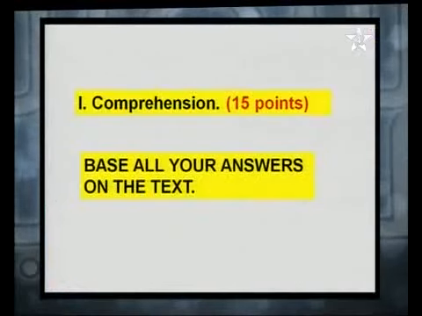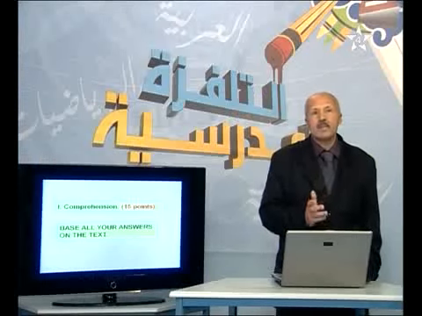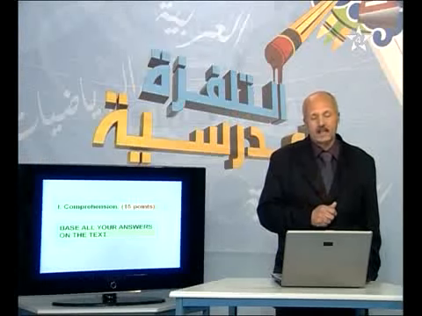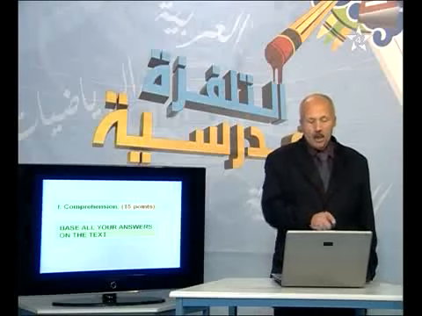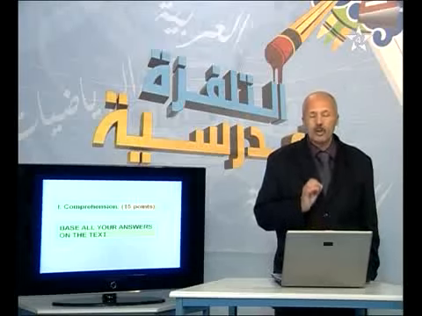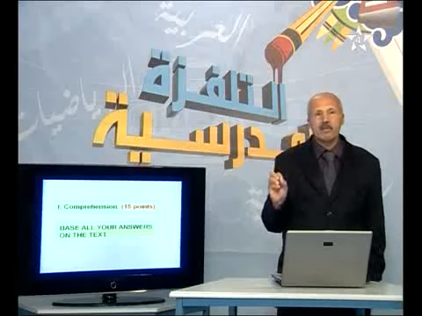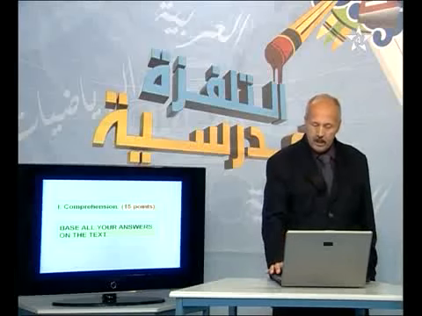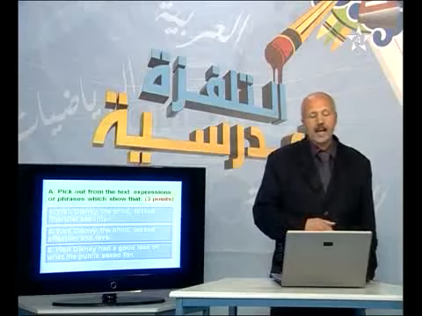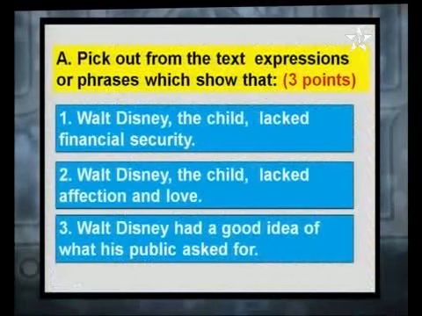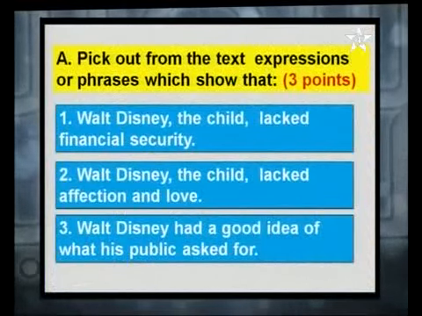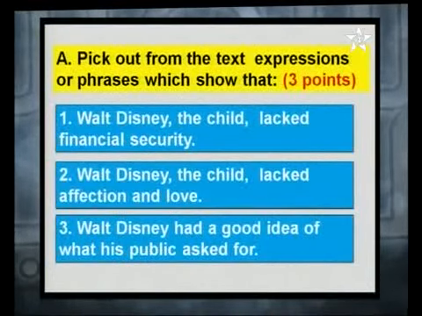Now, I've got number 1, comprehension. That is 15 points. As you know, you get 15 points for the reading comprehension part of the exam. On your exam, you're always asked to base all your answers on the text. That is to say, all the answers you're going to find will be taken from the text. So here is the first question, A. The rubric says, pick out from the text expressions or phrases which show that. Don't worry, we're going to come back to this question and read the text and find the answer.